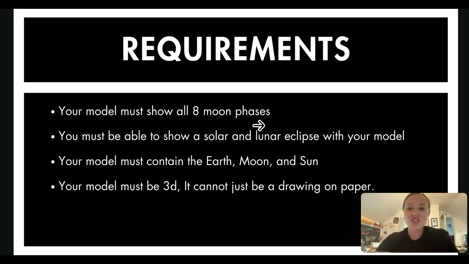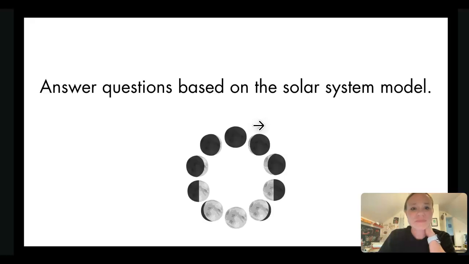So your model should show all of the moon phases when you show your presentation or make your video at the end. You should be able to show what a solar and a lunar eclipse are, and you must have an Earth, Moon, and Sun in your model, and it will be hopefully some sort of 3D model for you. Obviously, there will be some exceptions as we are not in a similar setting as a classroom, but if you have the materials, it would be really cool if you could make this a 3D model.